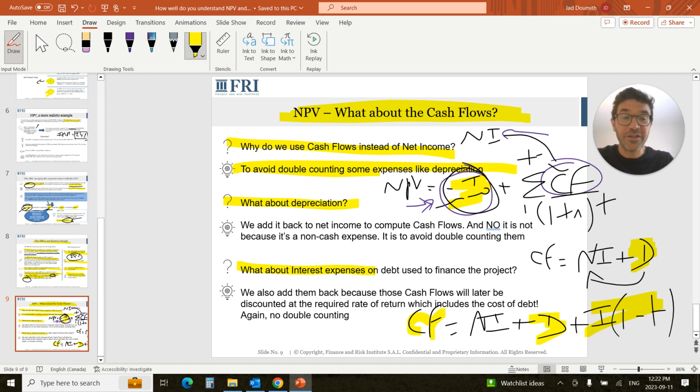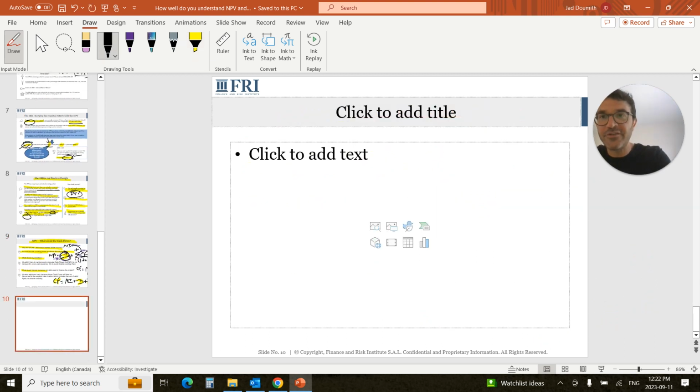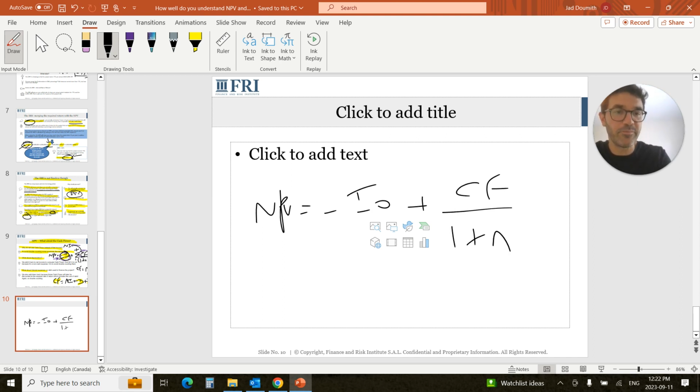So interest expense is also added back, and it is added back for the exact same reason why depreciation is added back, which is not because those are non-cash expenses. Interest expense is actually added back for the following reason. Because once you calculate the NPV, this is negative I0 plus the cash flows discounted by 1 plus R. You add back interest to net income because the interest expense is also embedded in the discount rate.